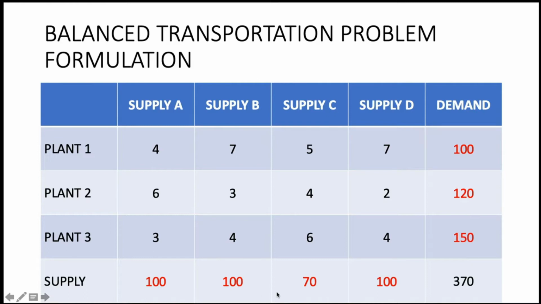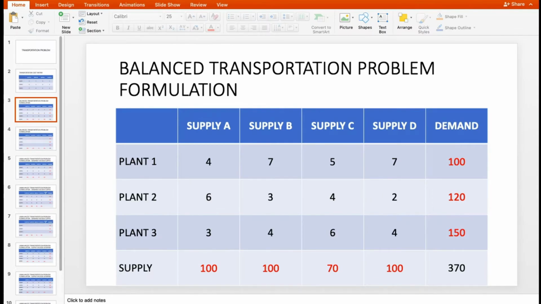And the raw material comes from 4 sources, that is supply source A, B, C, and D, in quantities 100, 170, 100. So when you total up the demand, it comes to 370. You total up the supply also, you get 370. So it's a balanced transportation problem. And we will just show how this is done in Excel.